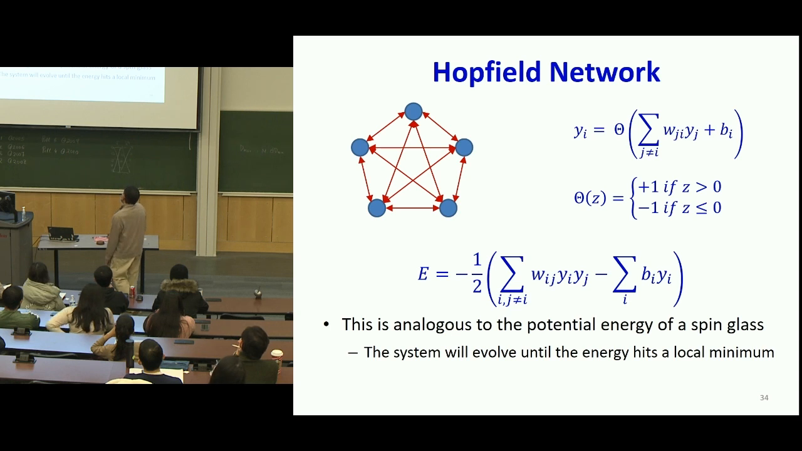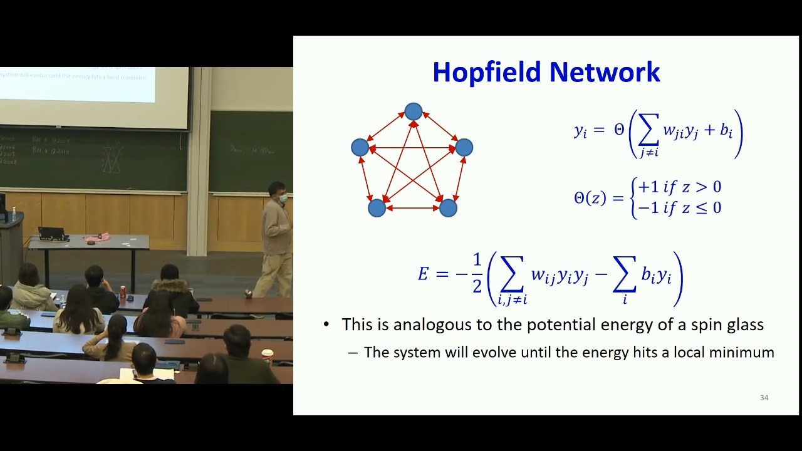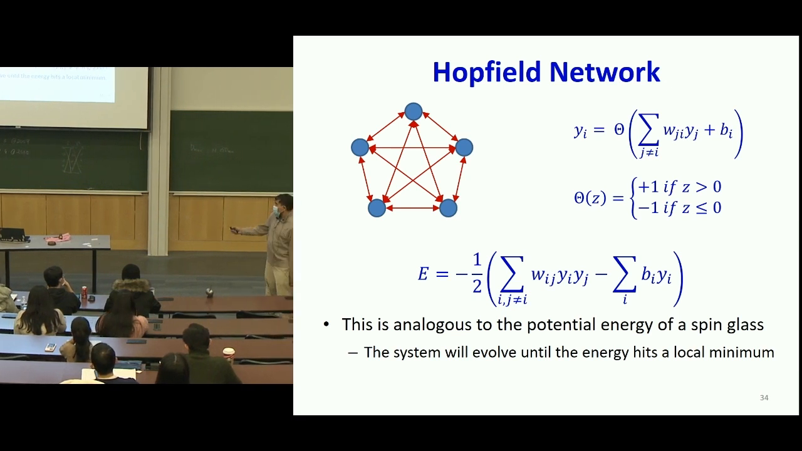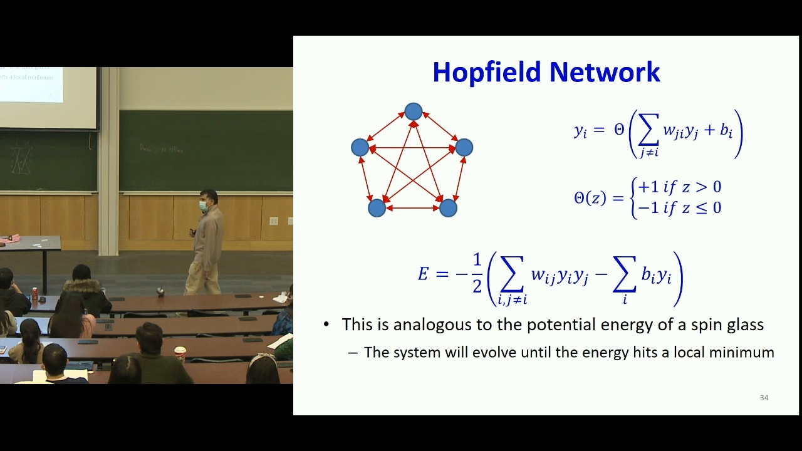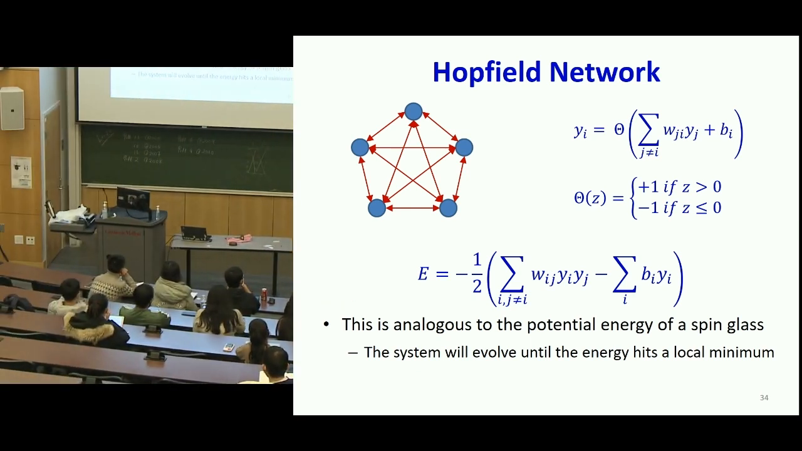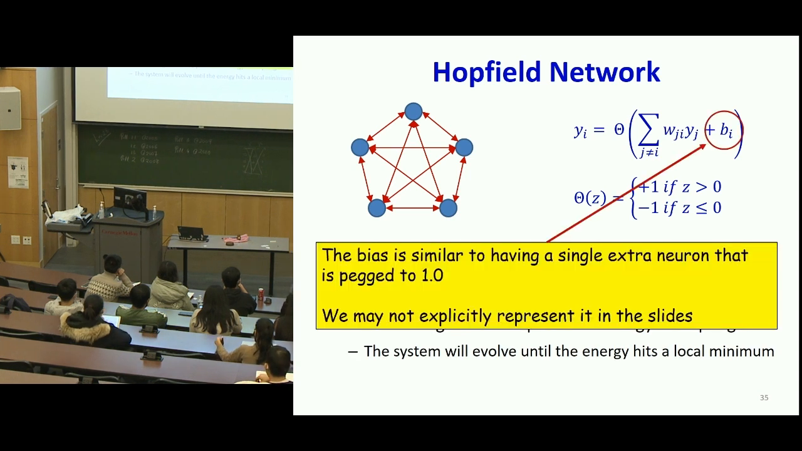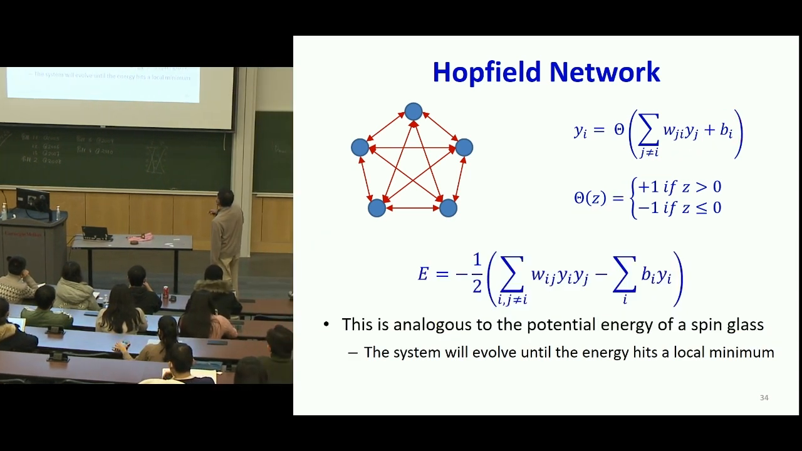So our Hopfield net is basically a strict computational analog of the spin glass. And that's where this definition of energy came from, right? This is energy. This is analogous to the potential energy of the spin glass. And so the system is going to evolve until this energy hits a local minimum.